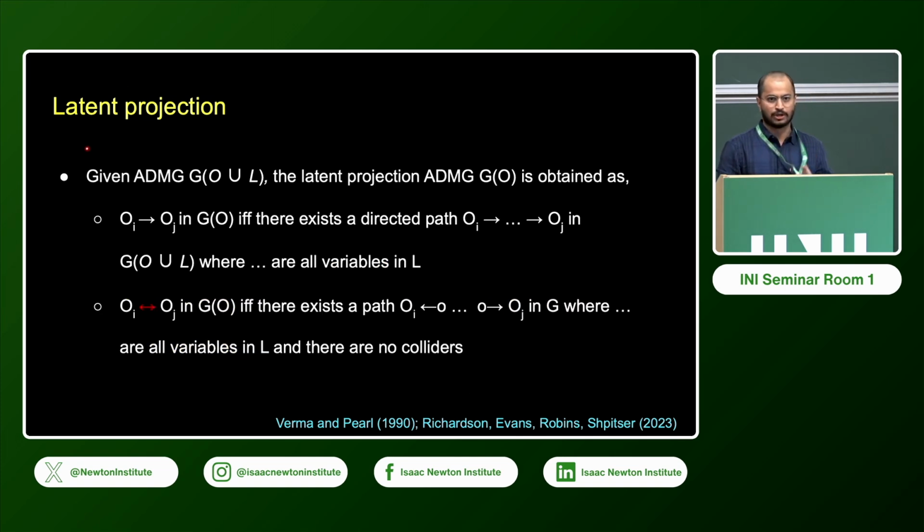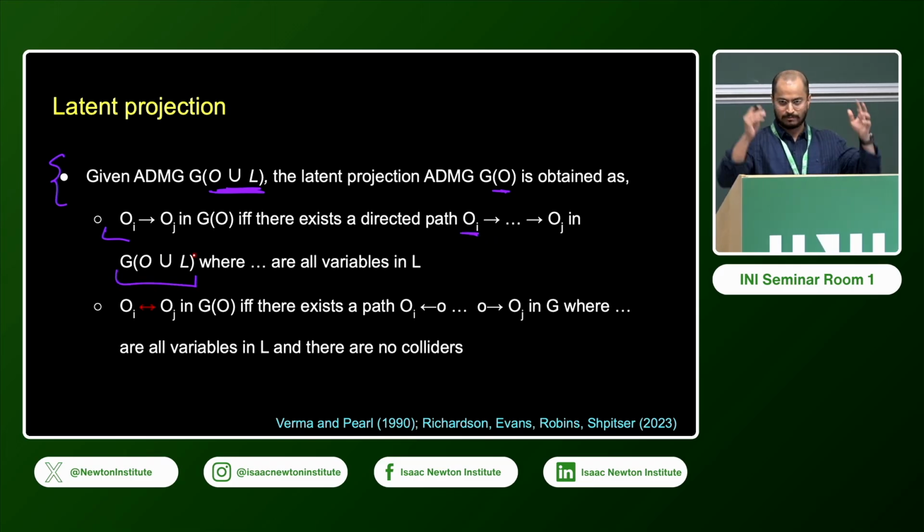Okay, so here's how latent projection works. If you have an ADMG with vertices O union L, and you want to project onto just a subset O, you have an edge OI to OJ in GO if and only if there's a directed path from OI to OJ in the full ADMG where all of the intermediate variables are in L.